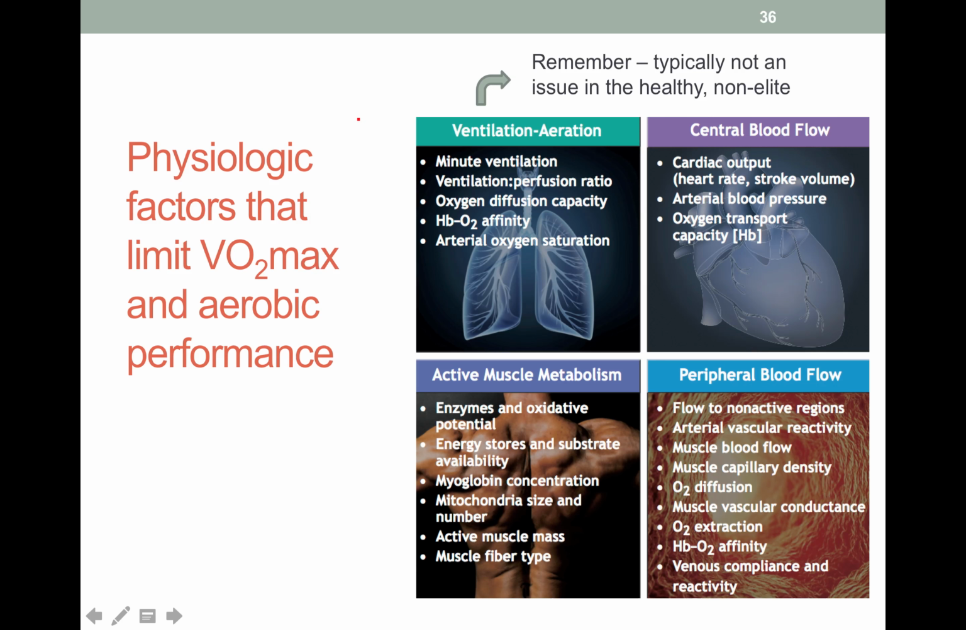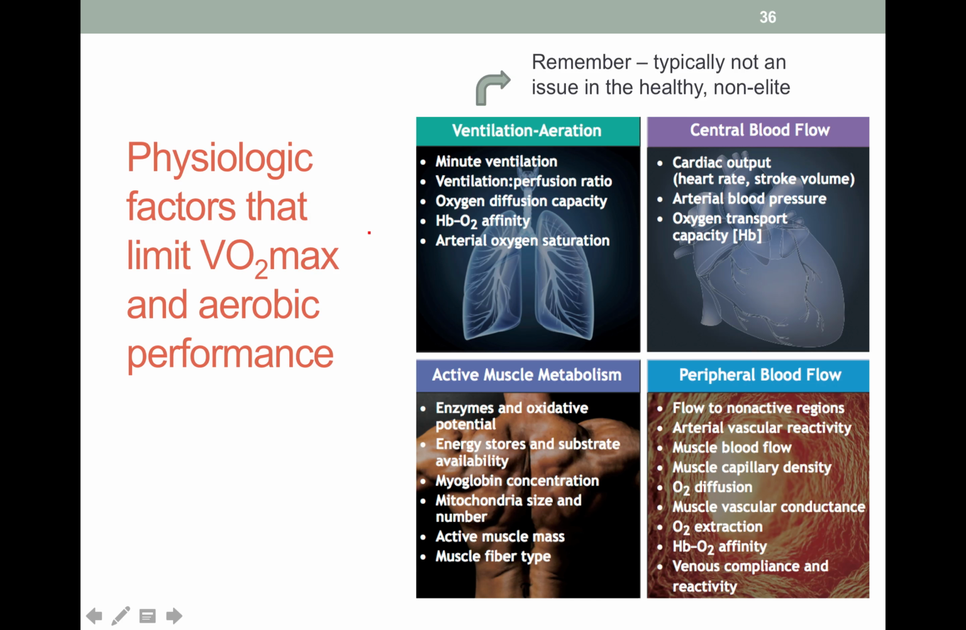Now, with central blood flow, we're really talking about those changes at the level of the heart. We're talking about blood pressure changes. We're talking about more oxygen carrying capacity with hematocrit and hemoglobin. Active muscle metabolism, we're going to continue to talk about, so I'm not going to reiterate some of these changes, especially when we get to the muscle section, where we'll talk more about those.